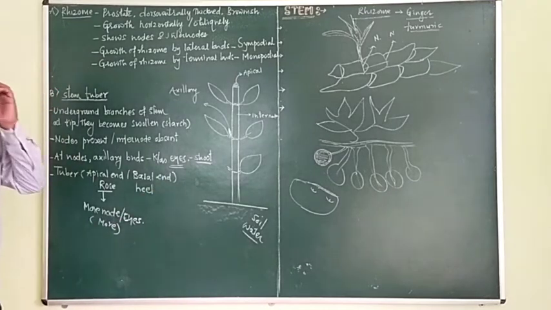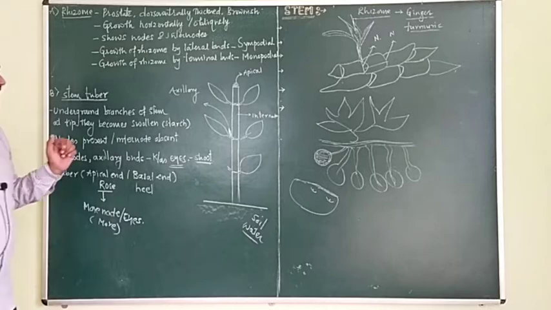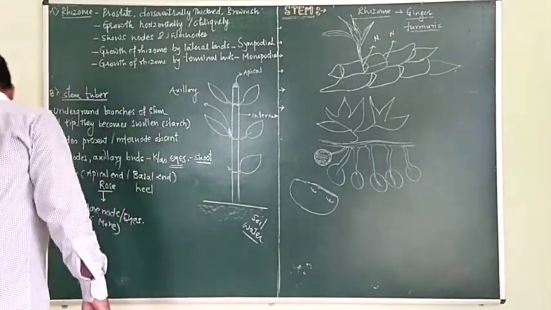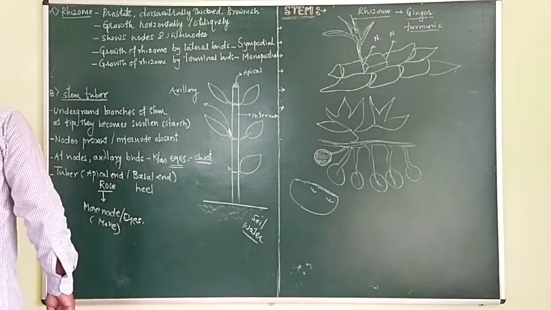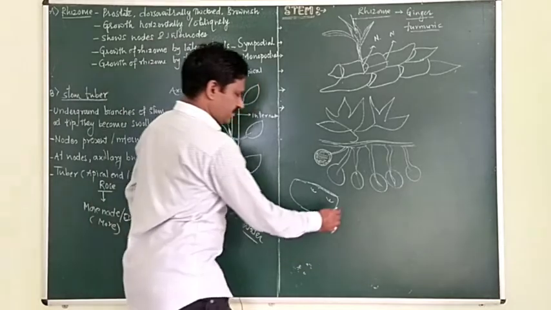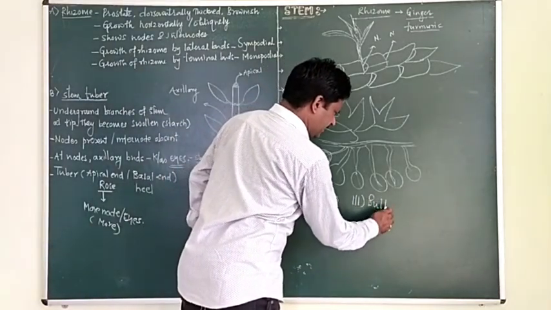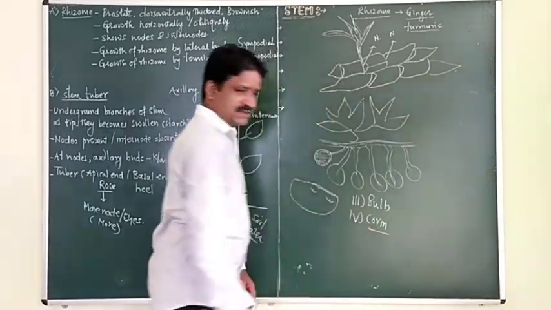Now this is regarding the modifications rhizome and stem tuber, the underground modifications of the stem. Next time we will see the next modifications. The third one is bulb, and number four is corm. We will see them in the next period.